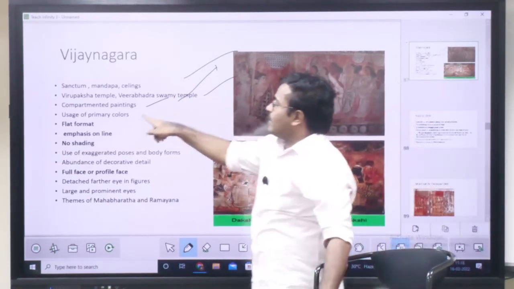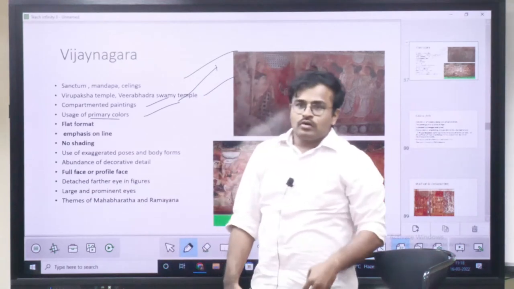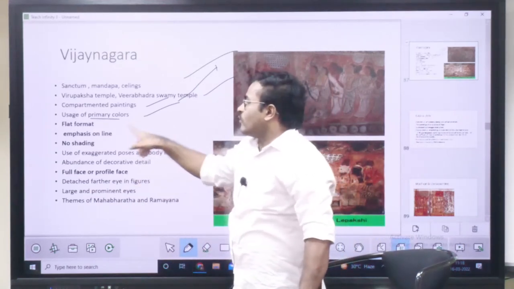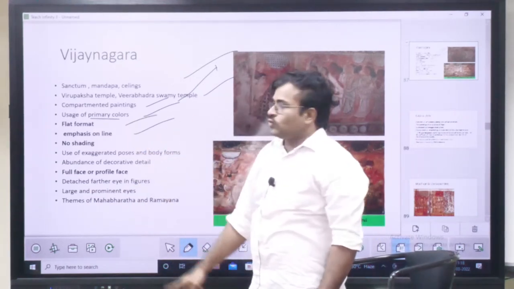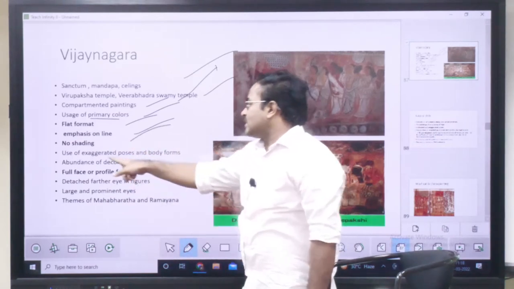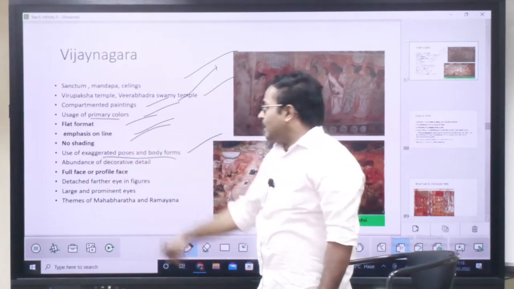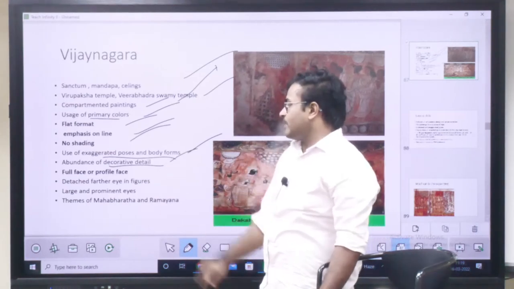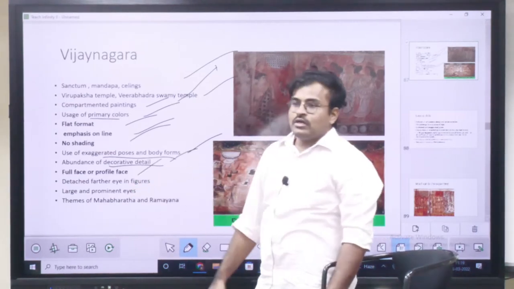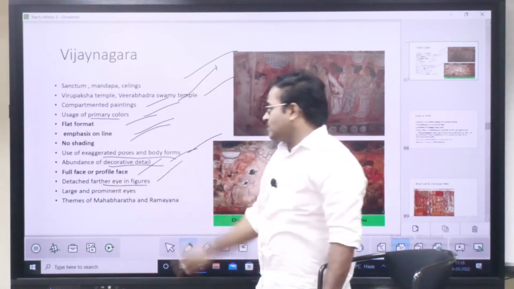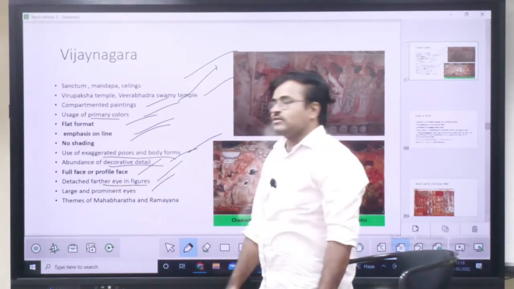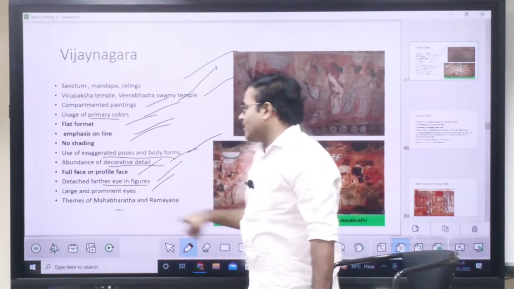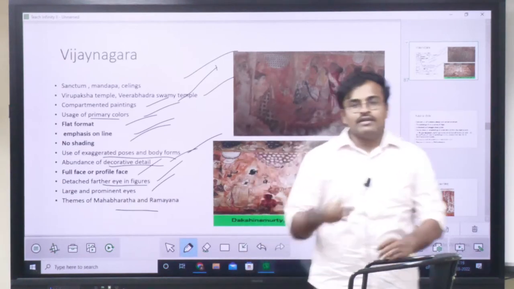And usage of primary colors is one more thing that they have done. Primary colors usage, flat format, emphasis on line. There is no shading here. Use of exaggerated poses and body forms. Abundance of decorative detail. Excess decorative detail is present from the Vijayanagara period. Full face or profile face. Detached farther eye in figures. Large and prominent eyes is one more thing. And themes of Mahabharata and Ramayana are typically depicted in Vijayanagara paintings.